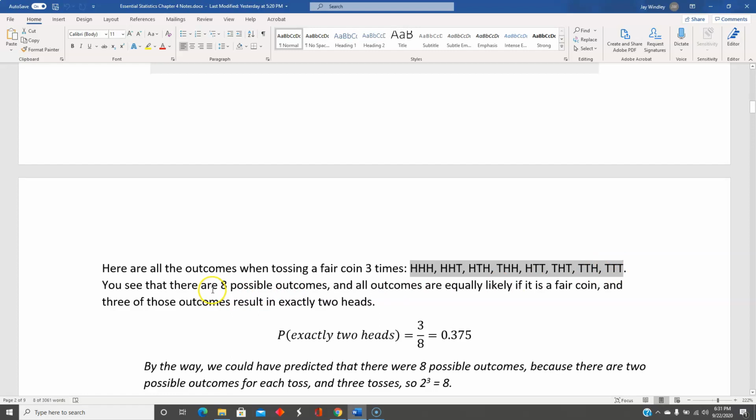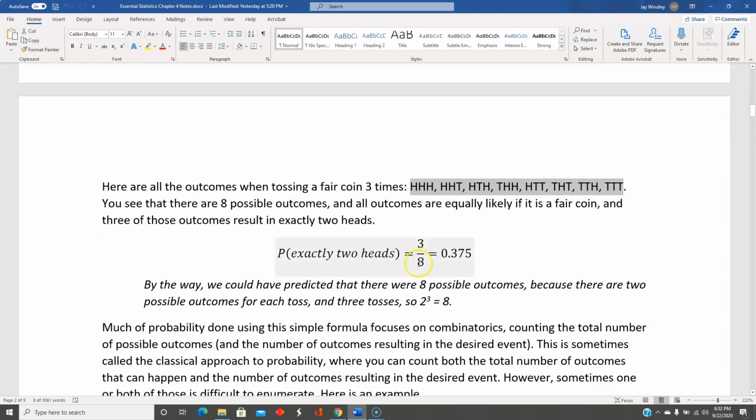So there's 8 possible things that can happen, and you notice that of those 8 things, we have 1, 2, 3 that result in exactly 2 heads. So the probability of 2 heads is 3 out of 8. In a bigger problem, if we don't want to list all of these out, in this case we could have figured out that there would be 8 possible things that could happen, the denominator of this fraction, by just doing 2 to the 3rd power. There's 2 different outcomes on the first toss, 2 different outcomes on the second toss, times 2 different outcomes on the third toss. 2 times 2 times 2 is 8.